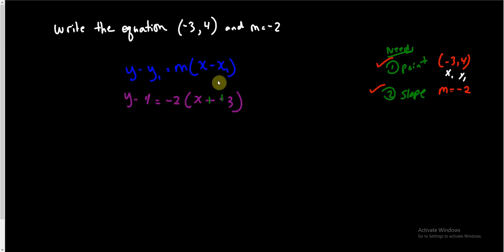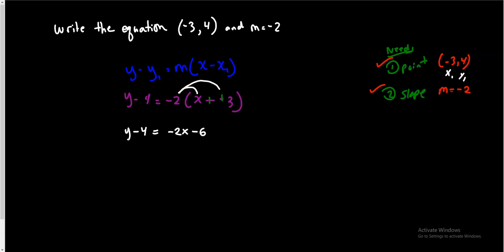So I've plugged in the formula, they gave me the numbers, that was a piece of cake. Now I just need to do two steps to simplify. I need to distribute. They're always the same two steps. Distribute negative 2 times x is negative 2x, piece of cake. Negative 2 times a positive 3 is a negative 6.